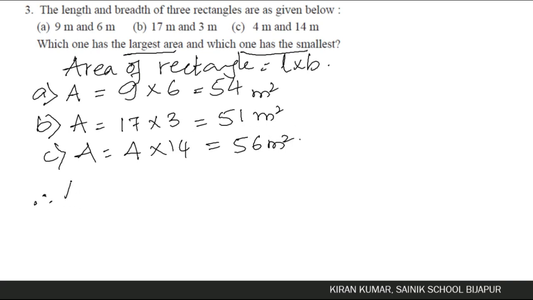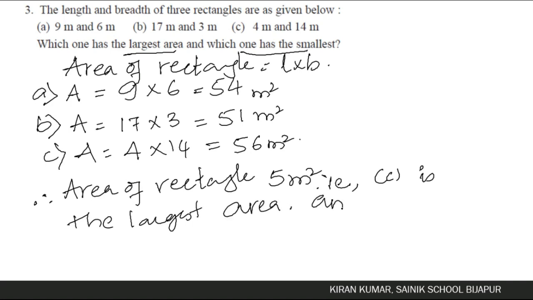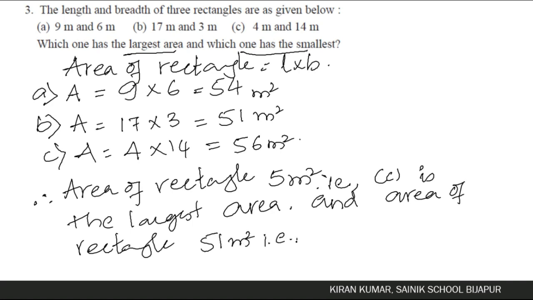Therefore, area of rectangle 56 meters square, that is, the third option is the largest area, and area of rectangle 51 meters square, that is, option B is the smallest area.